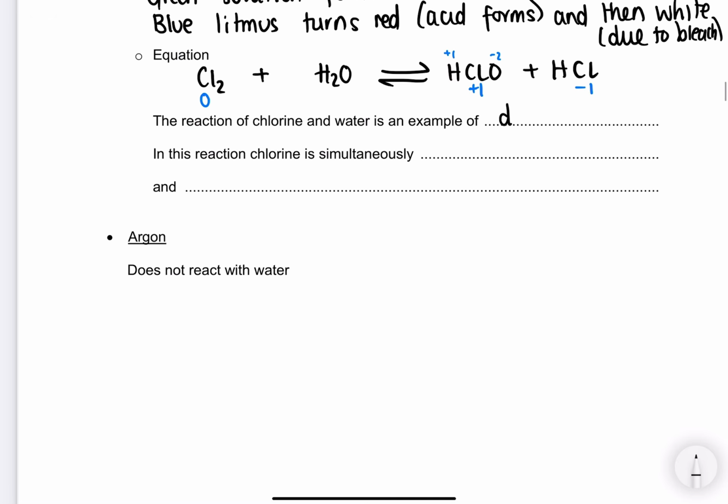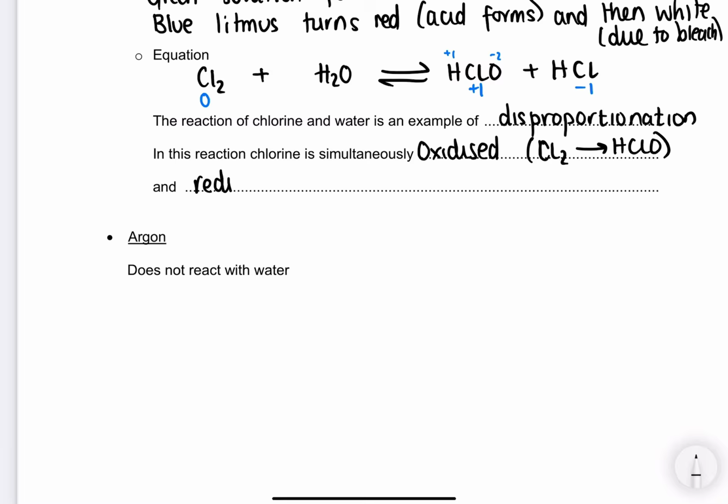So it's an example of disproportionation. Because chlorine is simultaneously oxidized, its oxidation state increases from Cl2 to HClO, and reduced, its oxidation number decreases from Cl2 to HCl. And then we have the argon, the noble gas, is not reacting.